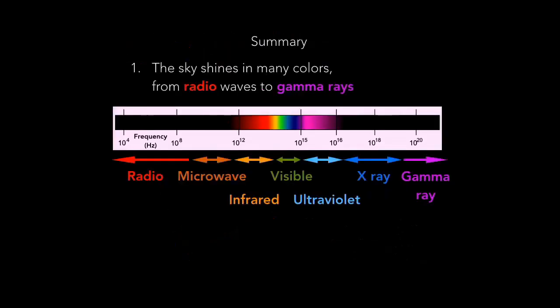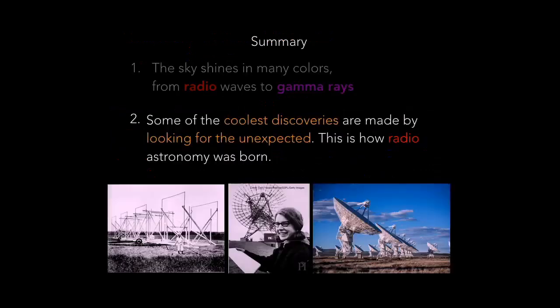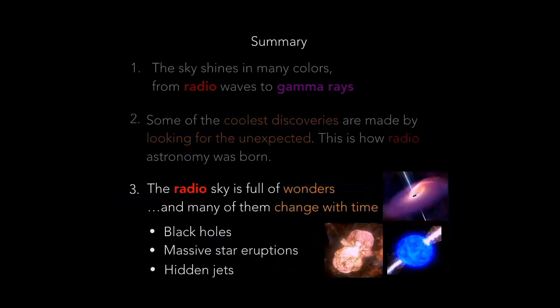So in summary, this talk has been in three parts. The sky shines in many colors, from radio waves to gamma rays. Some of the coolest discoveries are made by just looking out there in a way that nobody's looked before and looking for the unexpected. And the radio sky is full of really cool things. And a lot of them are changing with time.